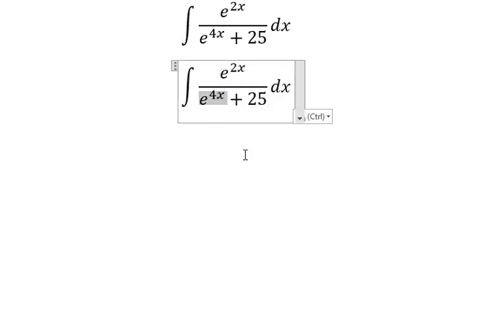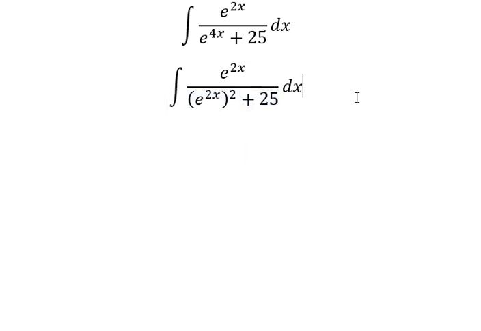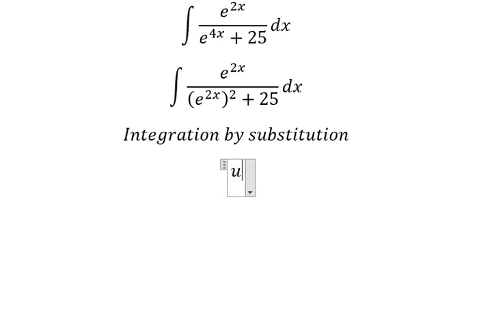This one we change by e to the power of 2s, everything to the power of 2. Next, we can use integration by substitution. So I will put u equals e to the power of 2s.